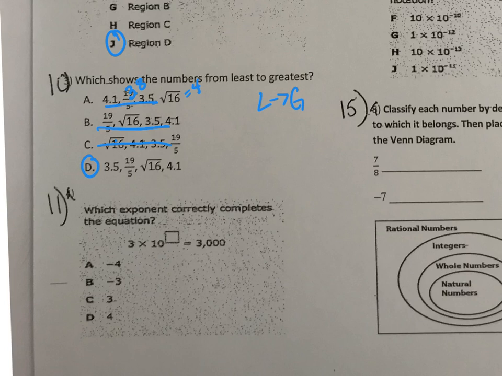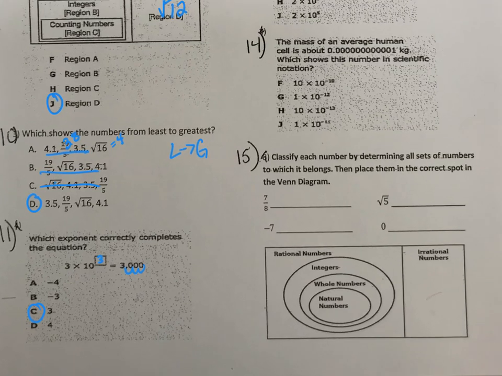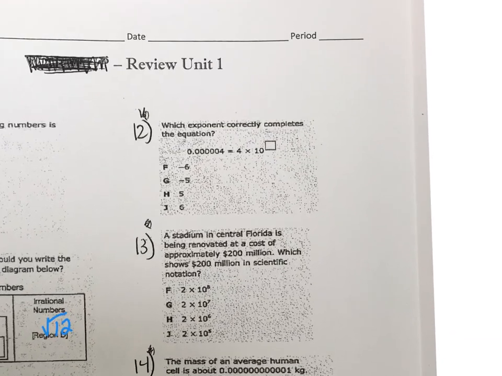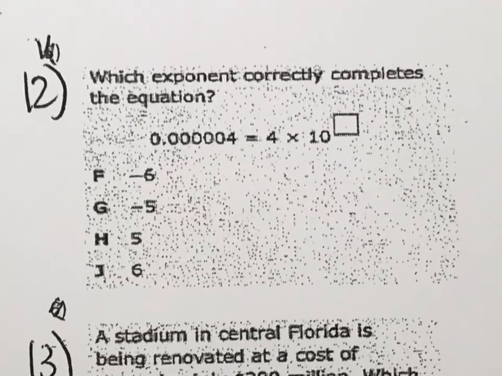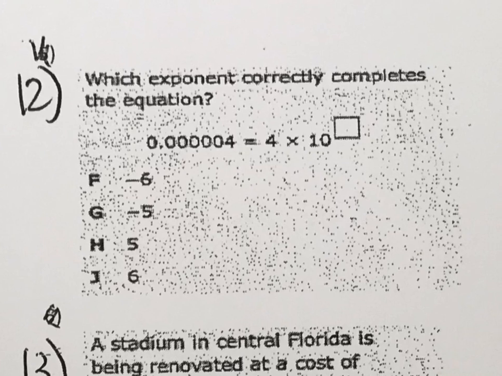Which exponent correctly completes the equation? If I scooted this over 1, 2, 3, we would put this exponent up there, and it would be 3 times 10 to the third, which gives us letter choice C. Number 12, which exponent correctly completes the equation? It's going to scoot it over, so it's going to be negative. So I'm going 1, 2, 3, 4, 5, 6. So 4 times 10 to the negative 6.